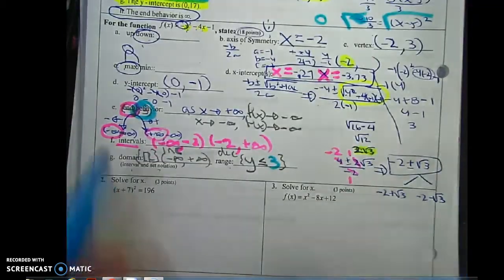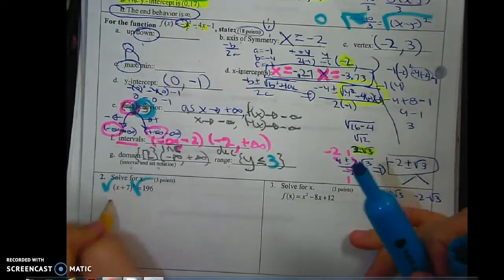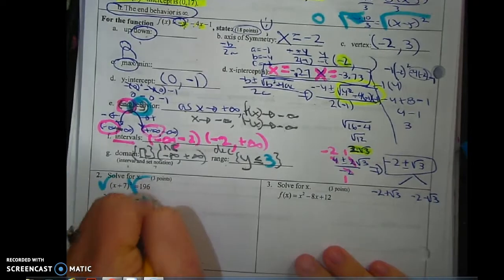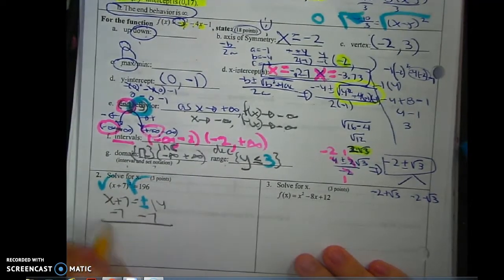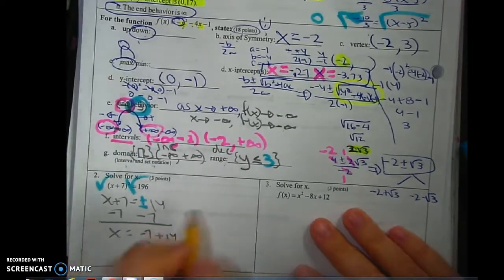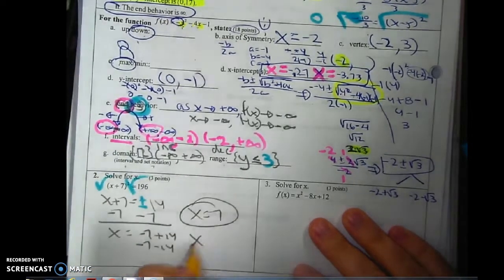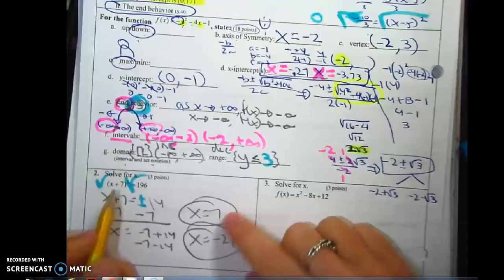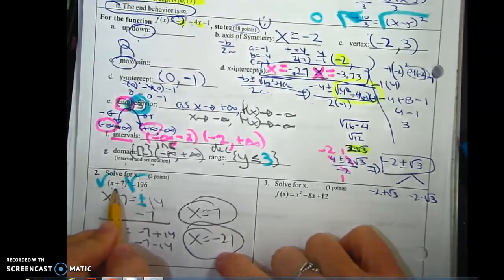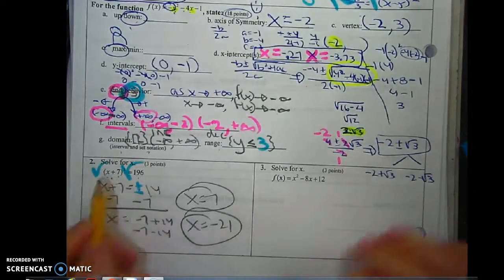All right, solve for x: take the square root, x plus 7 equals plus or minus 14. Minus 7, x equals negative 7 plus 14, negative 7 minus 14. So x equals 7, x equals negative 21. Let's check. 7 plus 7 is 14, squared is 196. Negative 21 plus 7, negative 14, squared, 196.